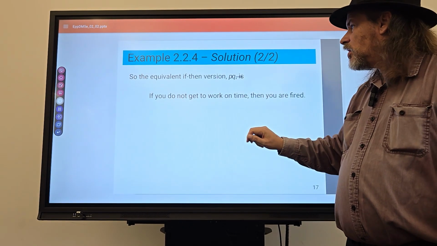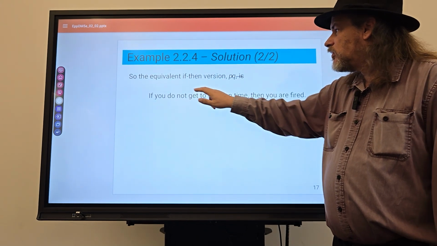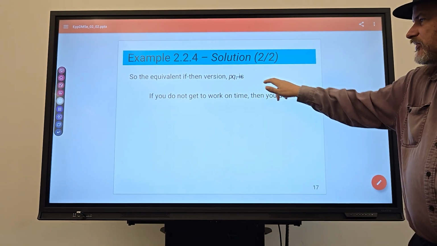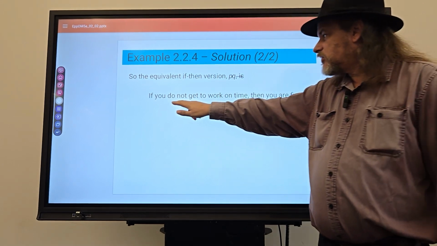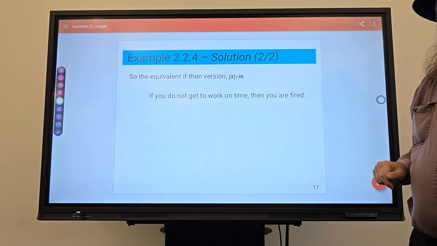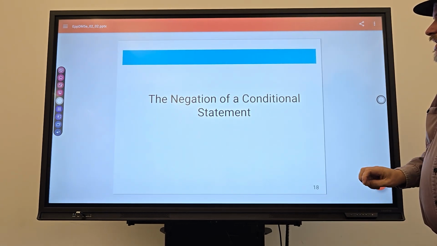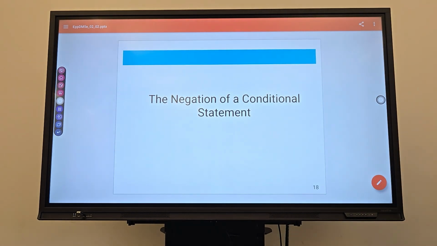So the equivalent if-then version is not P implies Q. If you do not get to work on time, then you are fired. The negation of a conditional statement.